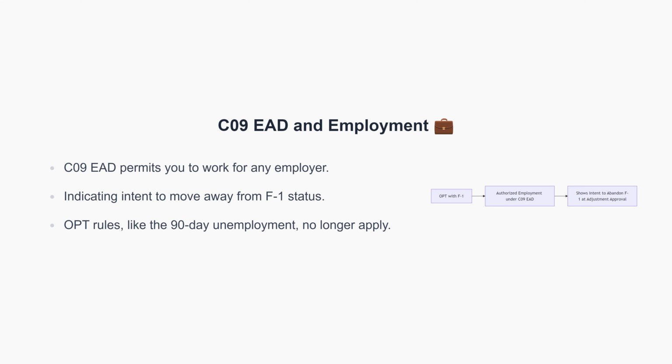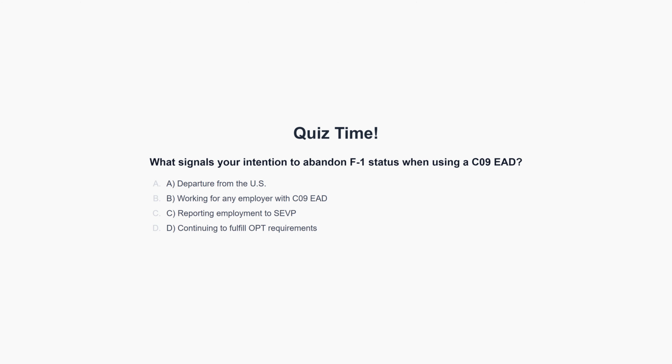Discussing the C09 EAD. This employment authorization allows you to work for any employer. Using it signifies an intention to transition away from F-1 status. Therefore, the 90-day unemployment rule from OPT may no longer directly apply, as your employment is now based on pending I-485. Let's test your understanding with a quick question.